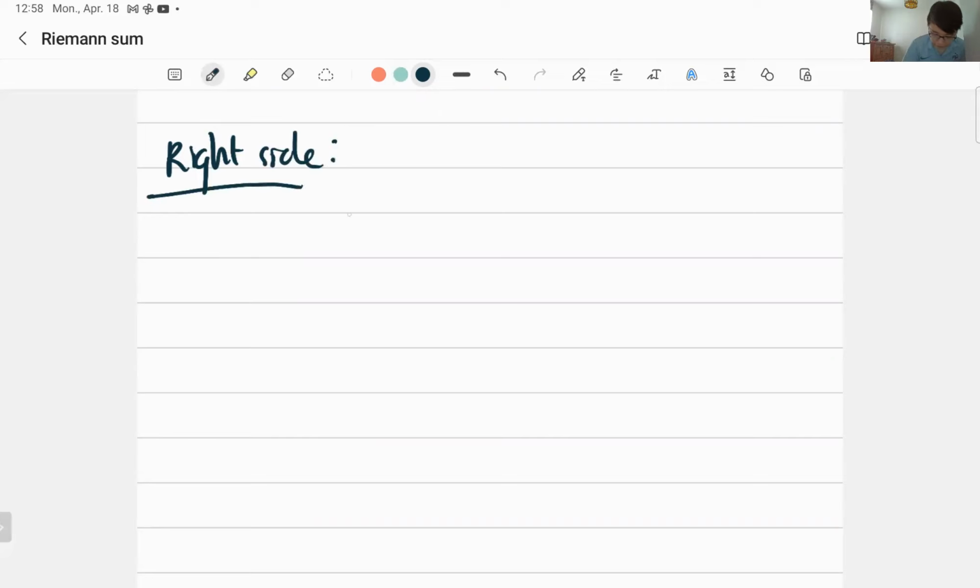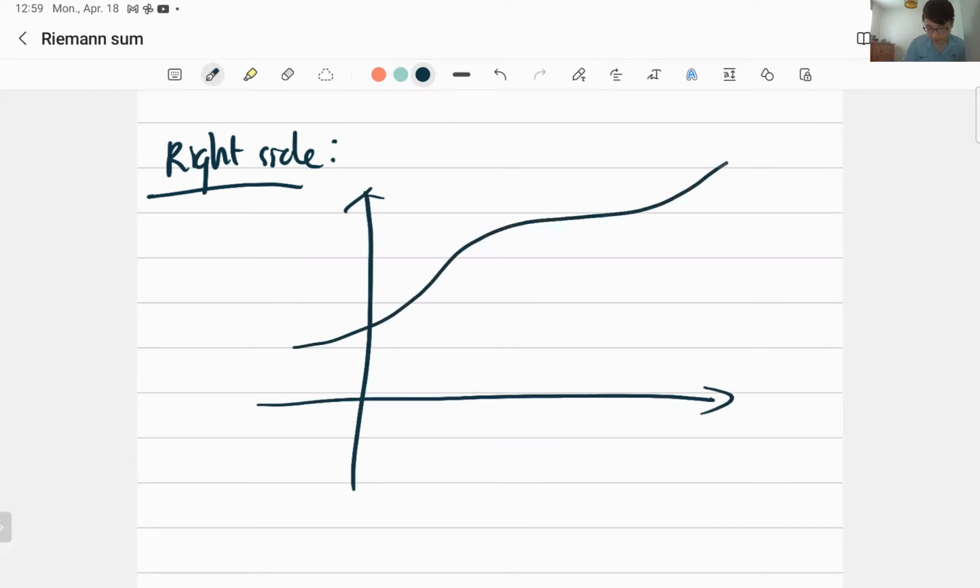Now, if I draw the curve again, so maybe a different curve. All right, so this is f of x, a function of f of x, and I'm estimating the area under the curve. So this is 0, and let's say this one is a, okay? And so I want to estimate the area under the curve, so I'm going to divide it into smaller rectangles.